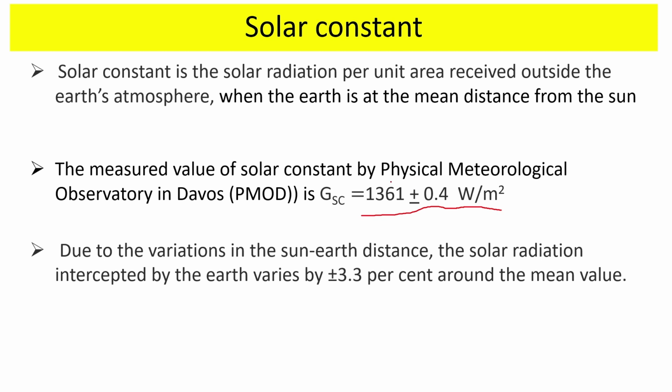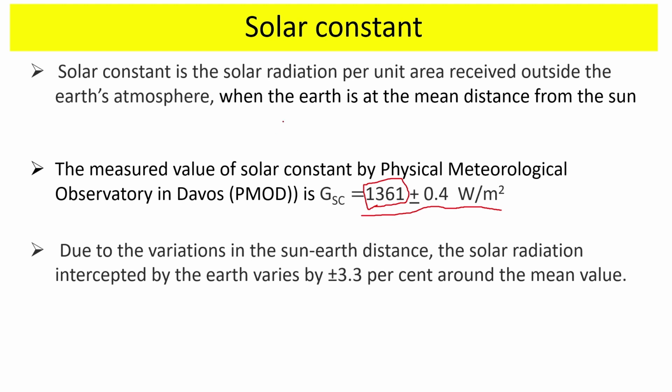One thing, Physical Meteorological Observatory Davos, we also call it World Radiation Center. We know that Davos is in Switzerland, right? So they keep updating this value of solar constant with more and more precision, right? So the currently measured value is 1361 with the uncertainty of plus minus 0.4 watt per meter square. So we can roughly take the value as 1361 watts per meter square as the solar constant.